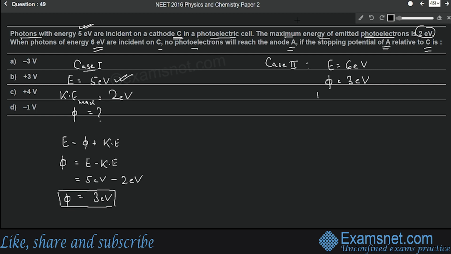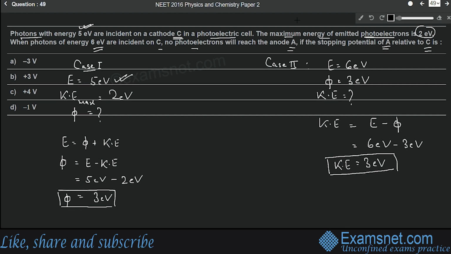So what will be the kinetic energy of emitted photoelectrons? Again we will use the same formula to find it out. So kinetic energy of the emitted photoelectrons will be equal to energy of the photons minus the work function. Okay, so energy is 6 electron volt and the work function is 3 electron volt. So this is 3 electron volt. Okay, this is the kinetic energy of the emitted photoelectrons.